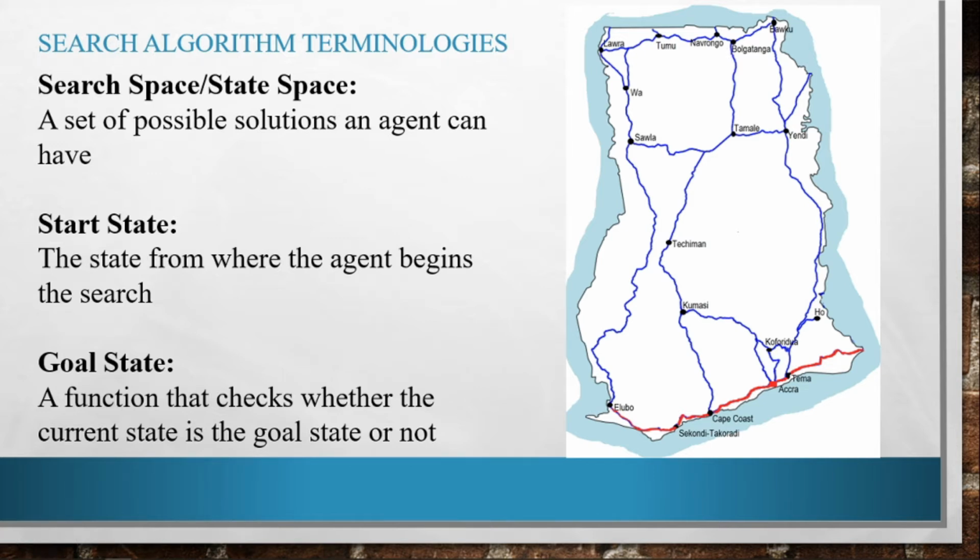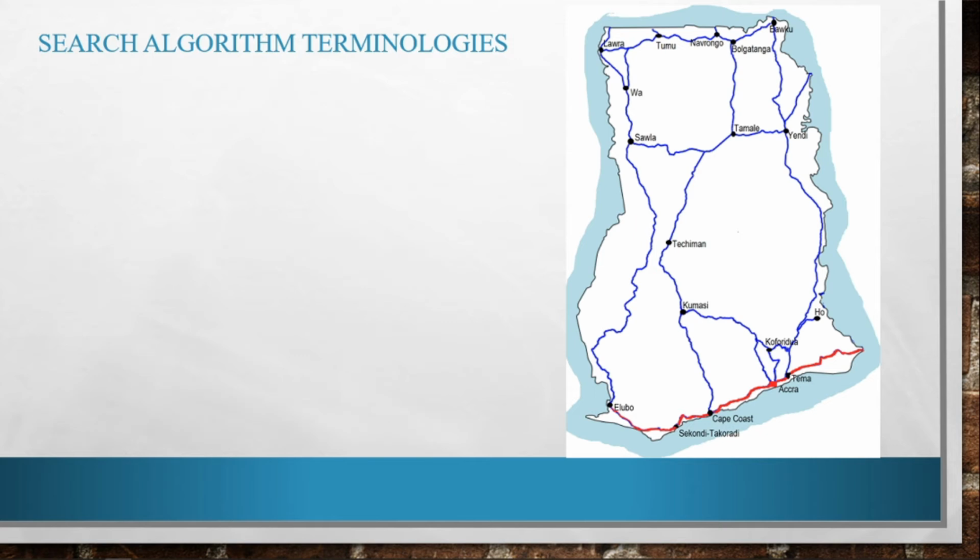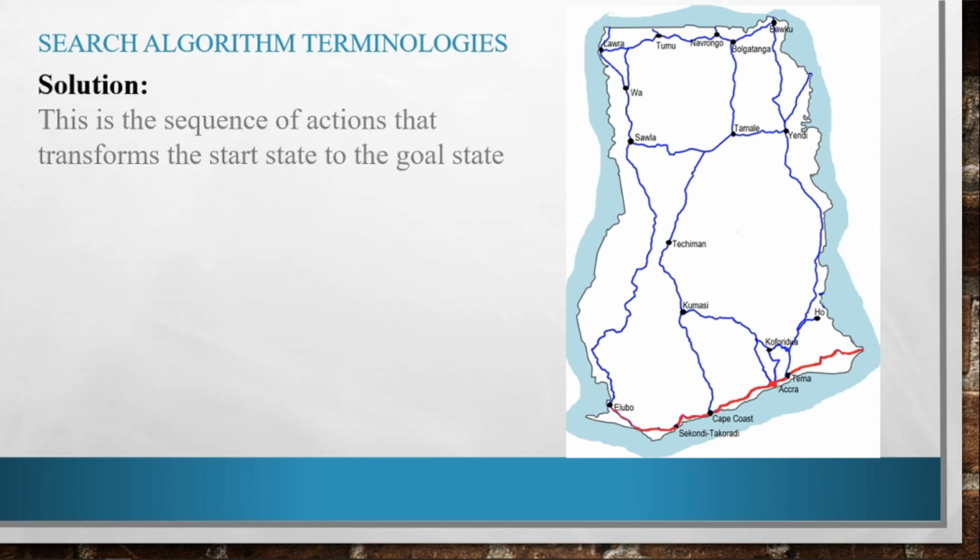Now let's move on to the next one, that is a solution. When we talk of a solution, this is the sequence of actions that transforms the start state to the goal state. You get it? So a solution basically transforms the start state to the goal state. So when we move from Navrongo to Bolga and then we get to Tamale, that becomes the solution. It transforms the start state into the goal state.